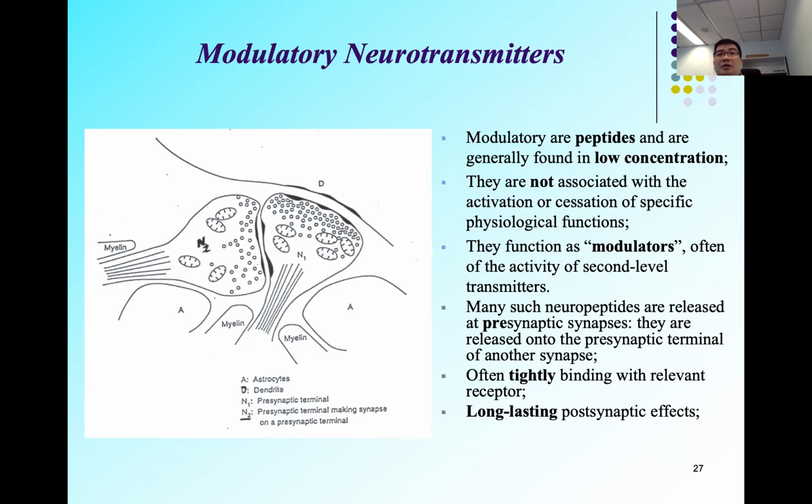Yes, so this one is the second level neurotransmitter. This is the first level, affecting the release of this one. This one actually modulates the synapse of this one. Yes, this one is axonal. This is one of the examples. So this terminal can modulate the terminal of this one.